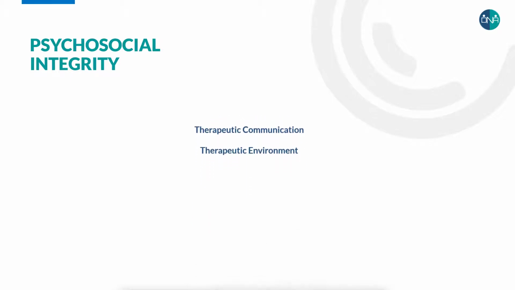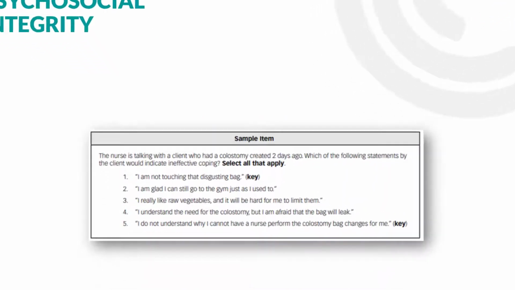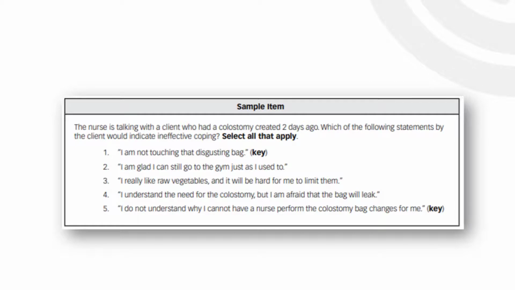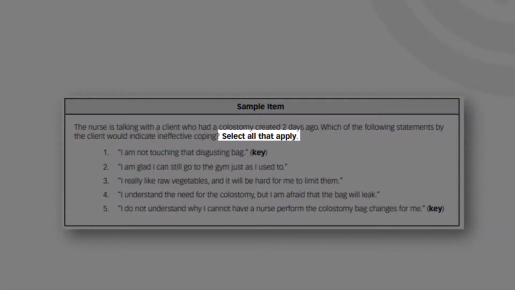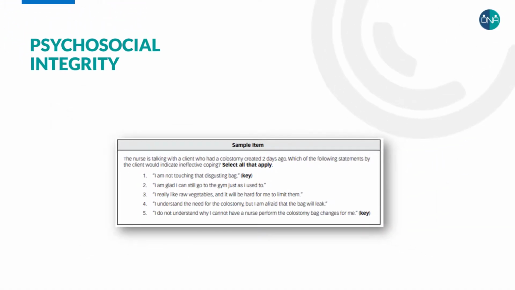The question addresses the client needs category, psychosocial integrity, and the content addresses coping mechanism. Kindly note here the select all that apply questions. You can pause this video to learn more.